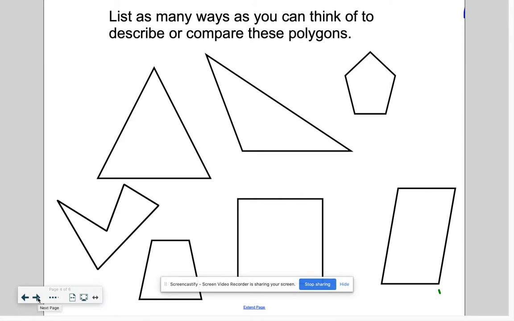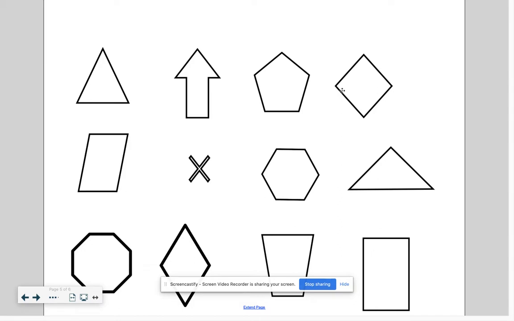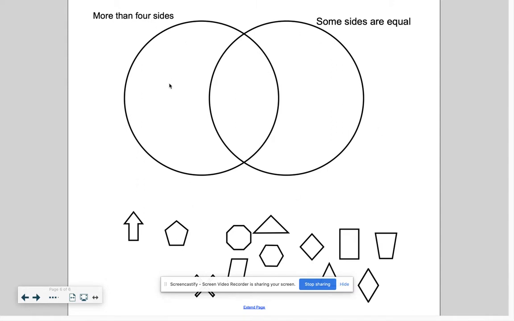So what we're going to be doing today is I want you to take a look at this slide. I'm going to put this online for you to do at home, but I've got a whole bunch of different shapes here. I've got 1, 2, 3, 4, 5, 6, 7, 8, 9, 10, 11, 12 different shapes here. What I want you to do is group them using this Venn diagram based on shapes that have more than 4 sides over here and shapes that have some sides which are equal. In other words, the shape itself has sides that are equal. All right, so take a look at that online, and that will be sort of our intro lesson for geometry.